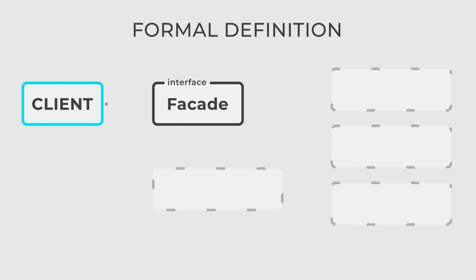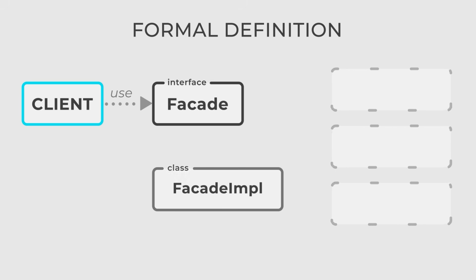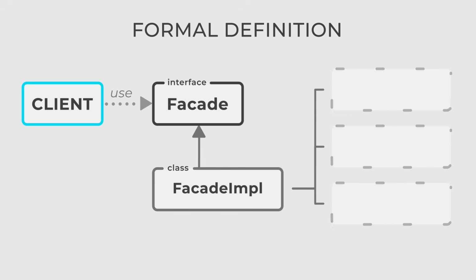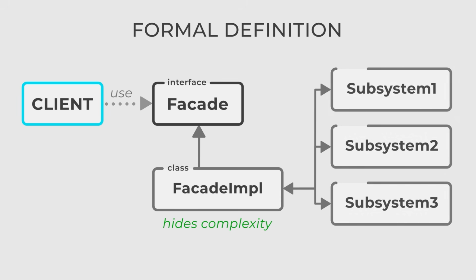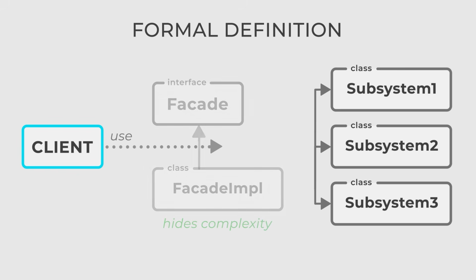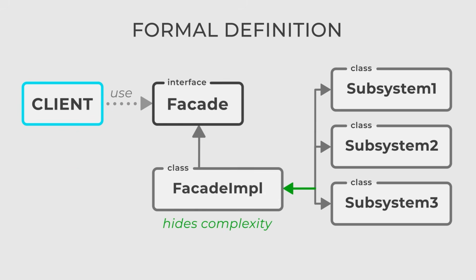There are three actors in this design pattern. Facade provides a simplified interface to a subsystem. The facade impl implements facade and manages the interaction with subsystem classes and hides their complexity. Subsystem classes are separate classes that make up a complex system. Clients can interact with these classes directly, but it's more convenient to use a facade.